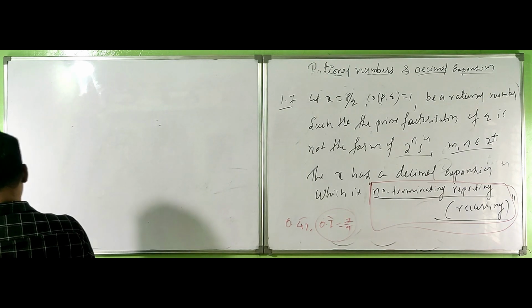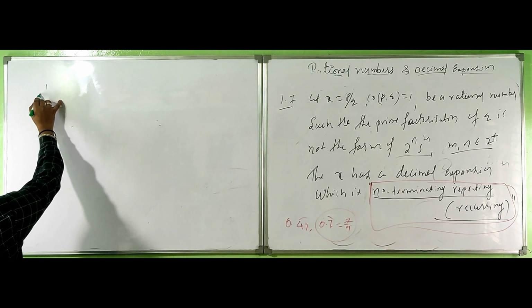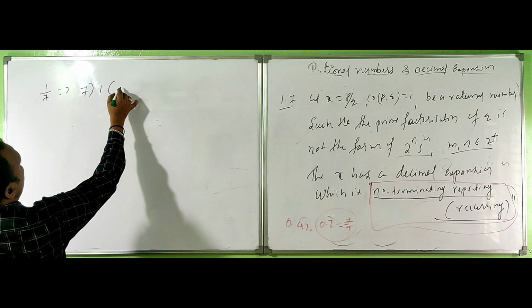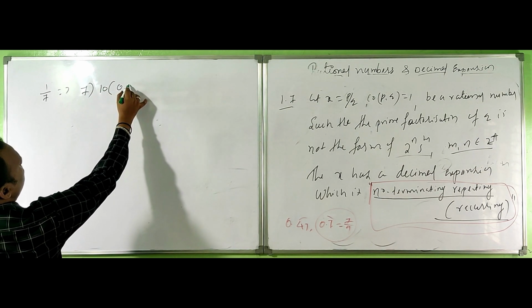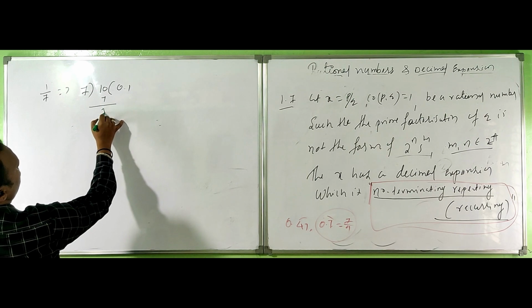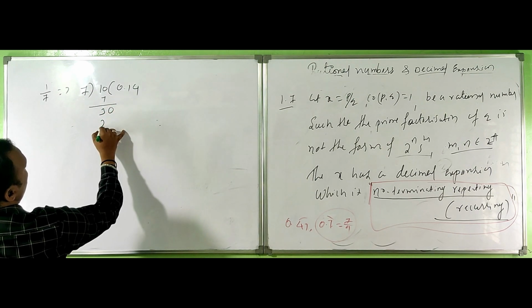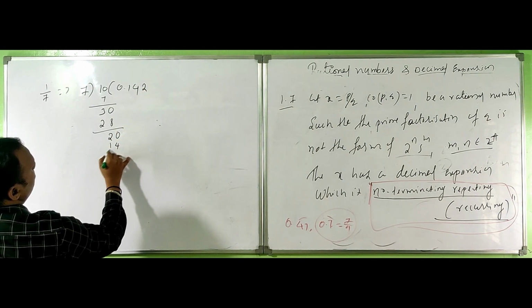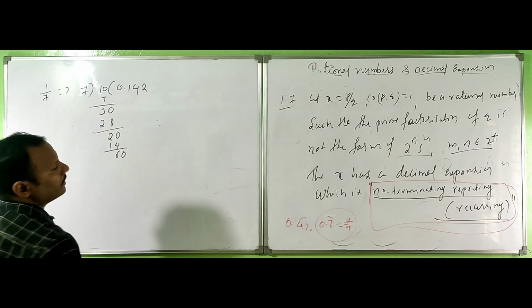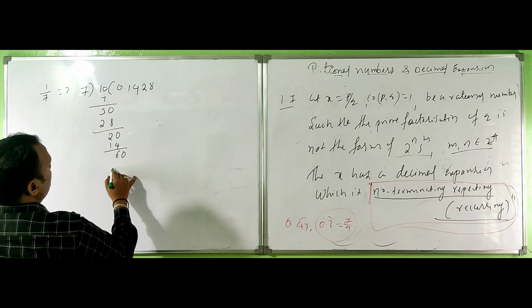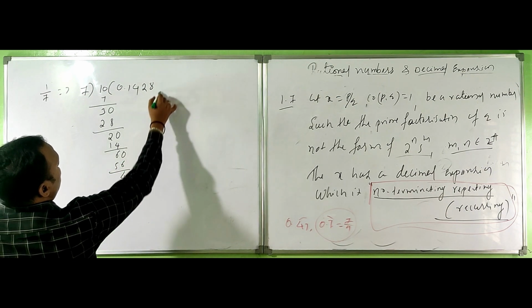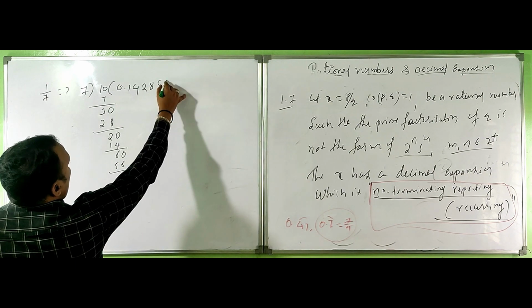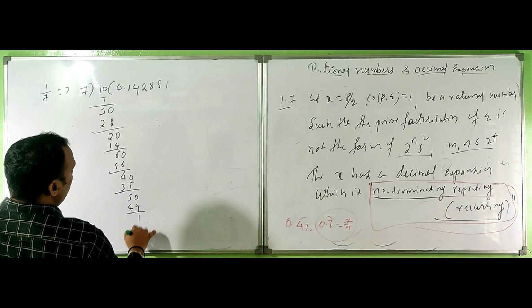Right. This is 1 by 7. Taking this 1 as 1.0, this becomes 10 and this becomes 1 times 7, remaining is 3, 0, 4 times 7 is 28, remainder 2, 0, 2, 14, remainder 6, 0, 7 times 8 is 56, remainder 4, 0, 5 times 7 is 35, remainder 5, 0, 1 times 7 is 49, remainder 1.